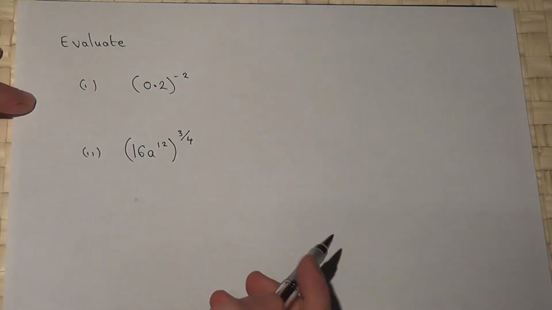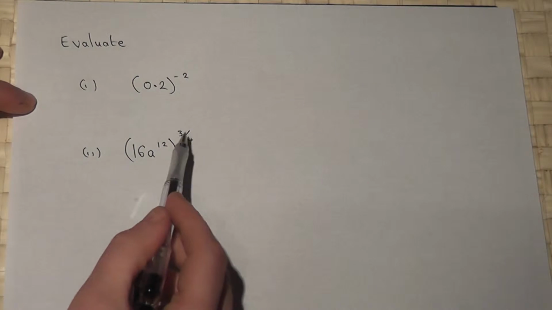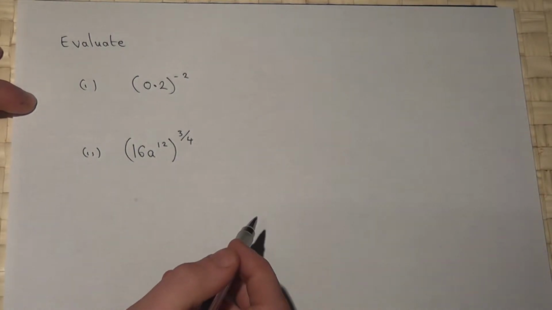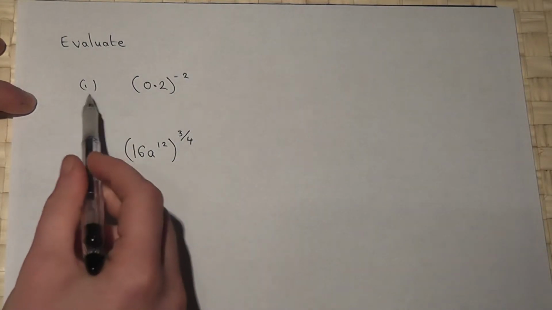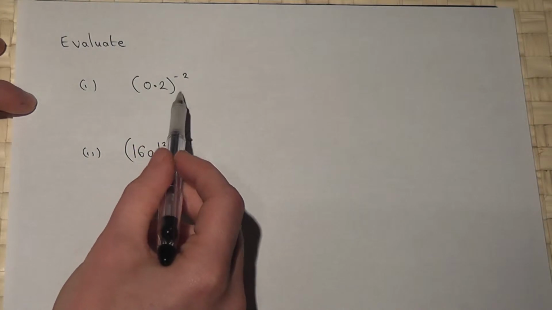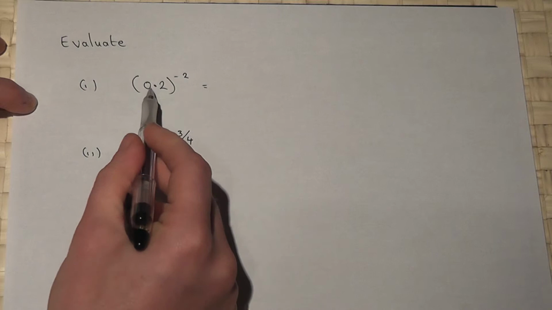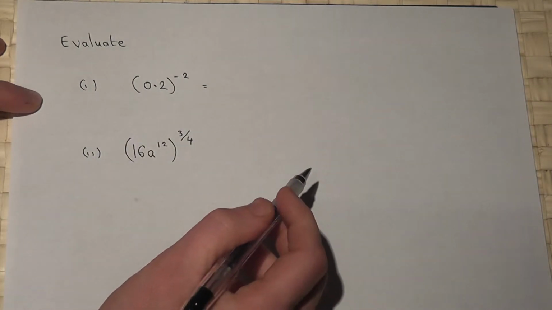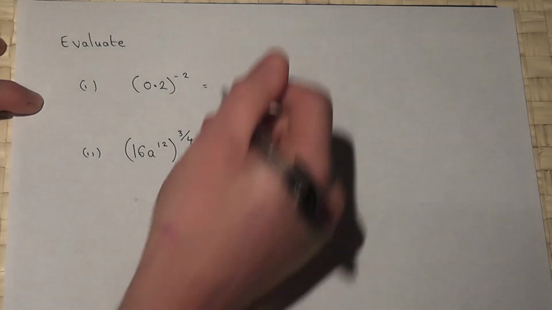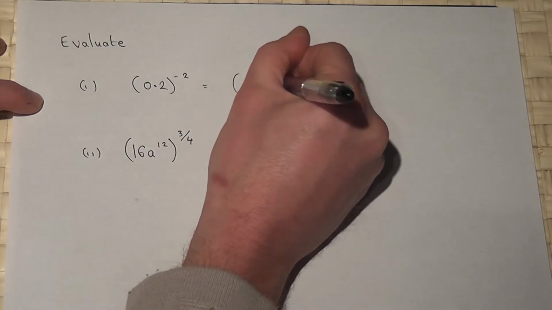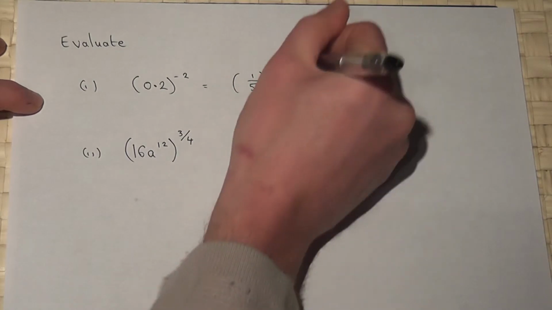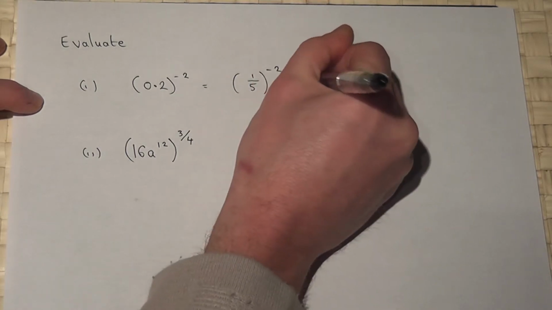This video looks at an example of a negative power and a fractional power. Now, in part 1 we have a decimal to the power of a negative power. My advice here is to write the decimal as a fraction. Well, 0.2 is 2/10 or 1/5, all to the power of -2.